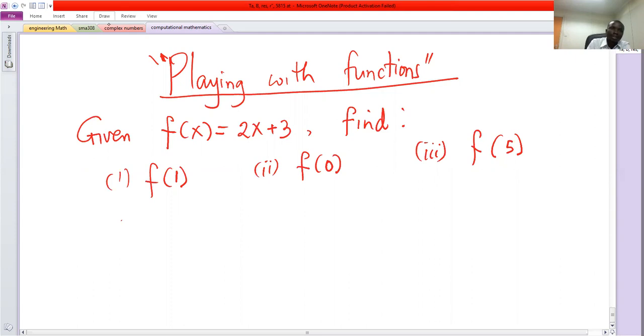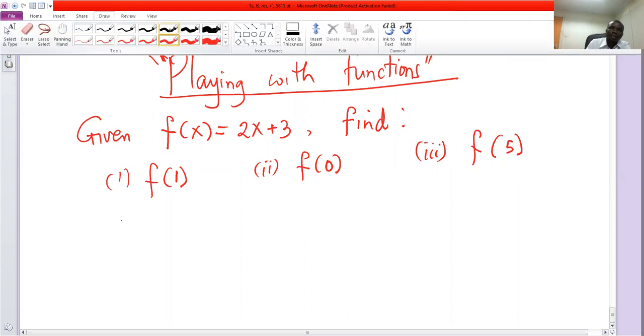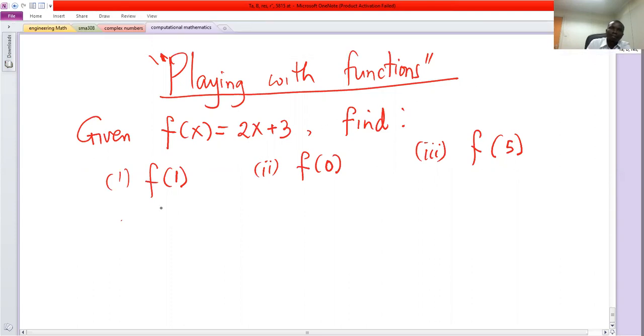So the meaning of this: f of 1 means that where there's x, you put 1. So f of 1 equals 2 times 1 plus 3, which will be 2 plus 3, which is 5.